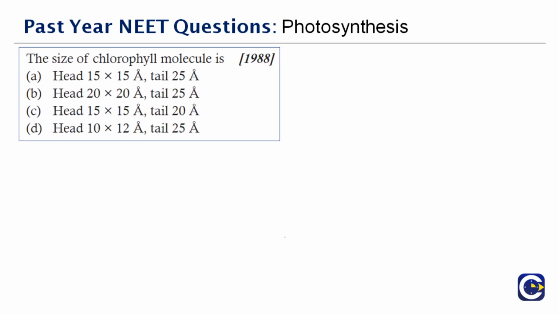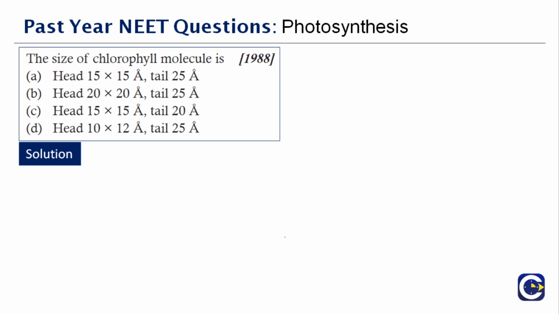Next question. The size of the chlorophyll molecule is dash. This is a standard question. These are standard values which you need to learn by heart. There will not be any change here. Chlorophyll has a tetrapyrrole porphyrin ring which has a head of 15 by 15 Angstrom and the tail is 20 Angstrom. This is a standard value. You don't have any particular explanation for this. This is a fact. You have to take it as it is.